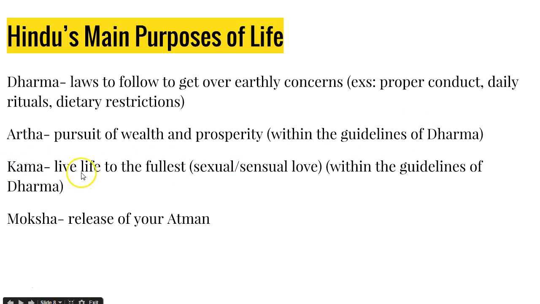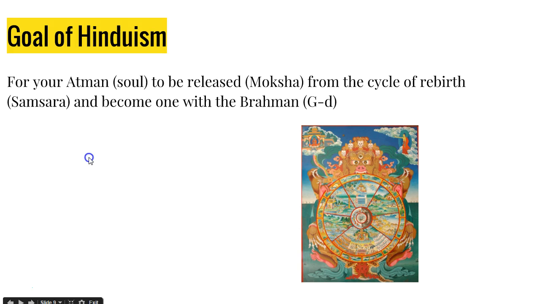Kama is next. And this is the idea that many of you may already follow, which is to live life to the fullest. And yes, that includes sensual and sexual love. So to live life to the fullest, one must complete all of those things to their fullest, but again, following the guidelines of dharma as it lays out for both Artha and Kama. Now, moksha is the release of your Atman, and we're going to talk in a minute about what Atman is. But these are the four major purposes of life, what you are supposed to do, and you're supposed to have all four of these.